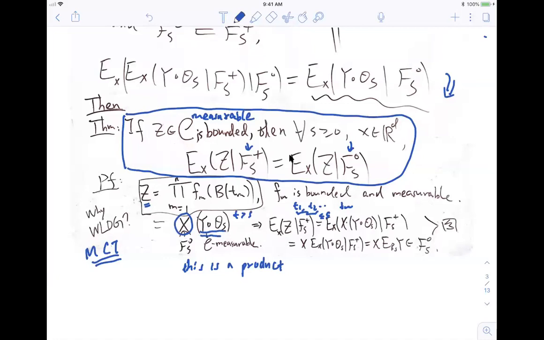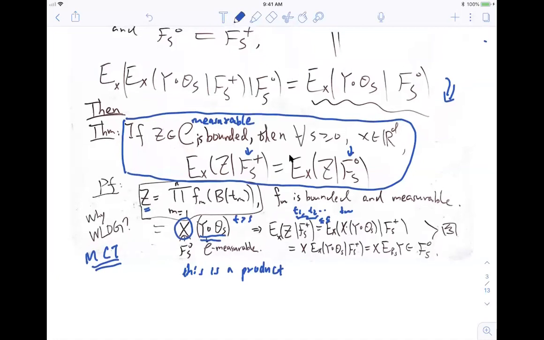So using the previous discussion, if we do the projection to F_s^0, by the representation of Z, which is X times Y composed with the shift, since X is of course F_{s+} measurable, we can put X out. Then we just compute the conditional expectation of Y composed with the shift, by the Markov property.